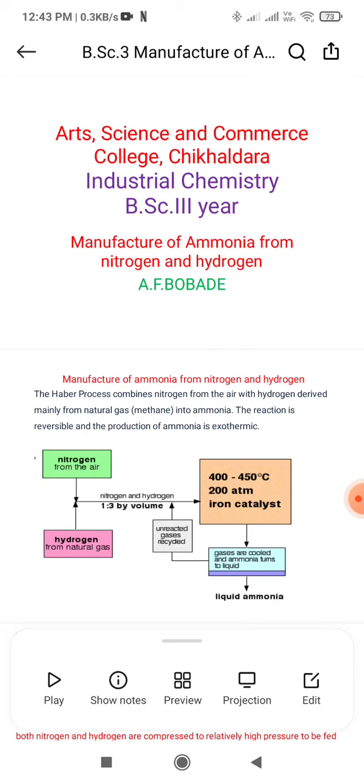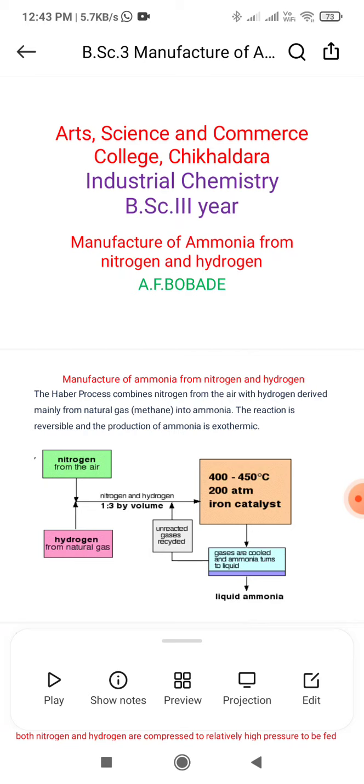The reaction is reversible, and the production of ammonia is an exothermic reaction, so heat is generated within the process. But when nitrogen and hydrogen are combined under normal conditions, they do not give a proper yield. That's why we carry out the process in the presence of a catalyst.